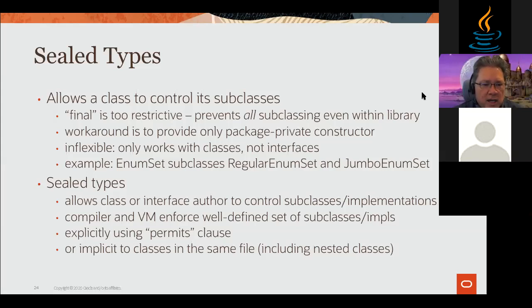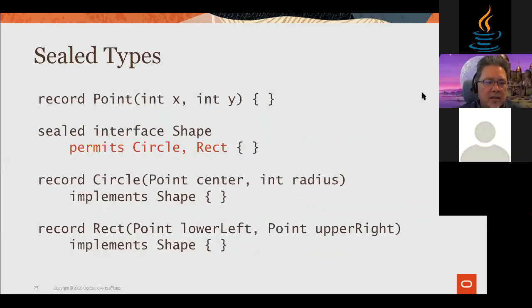The new proposal is to add a new permits clause to a class. If you don't write out a permits clause explicitly, then the compiler will infer the members of the permits clause to be basically every type that is compiled in the same file. So let me show you what that looks like. Here, I'm using records as the example for no particular reason.